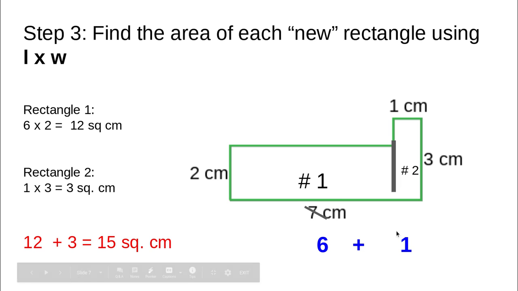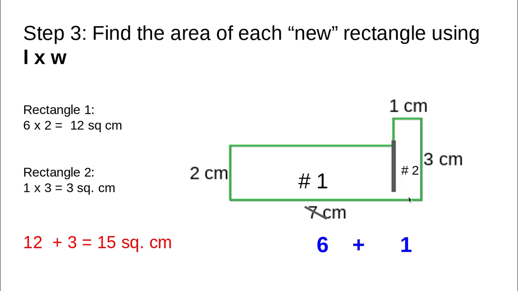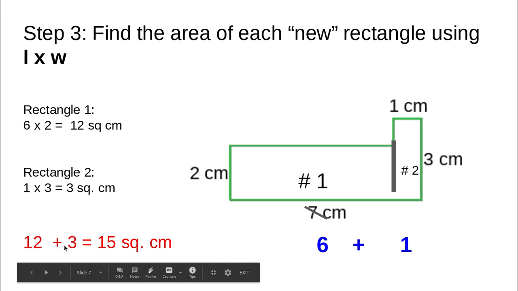So we remember when we have a shape like that, our step 1 is to break it up into smaller rectangles. Step 2 is to find any missing side lengths that we need. Remember some information we're not going to be using anymore, like right here with the 7 square centimeters. And we might have to use opposite sides to kind of help figure out what those pieces are now going to be. And then step 3 is finding the area of each new rectangle. And then step 4 down here was just adding those two areas together.